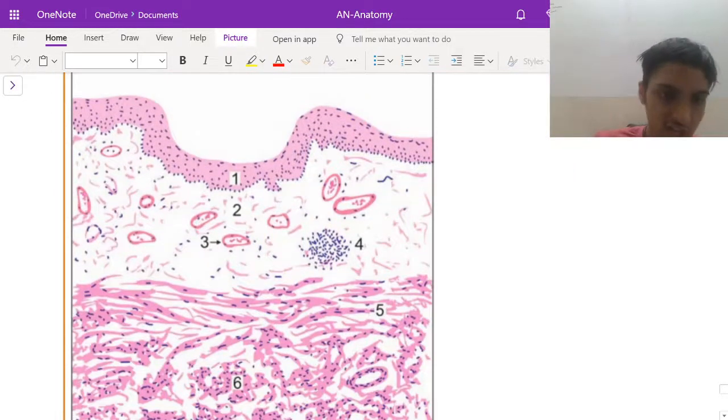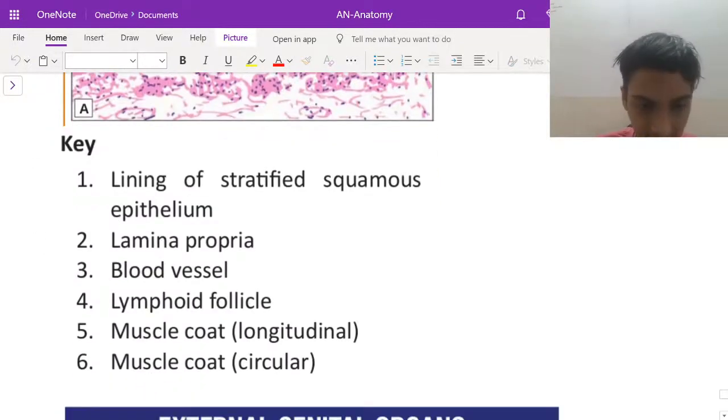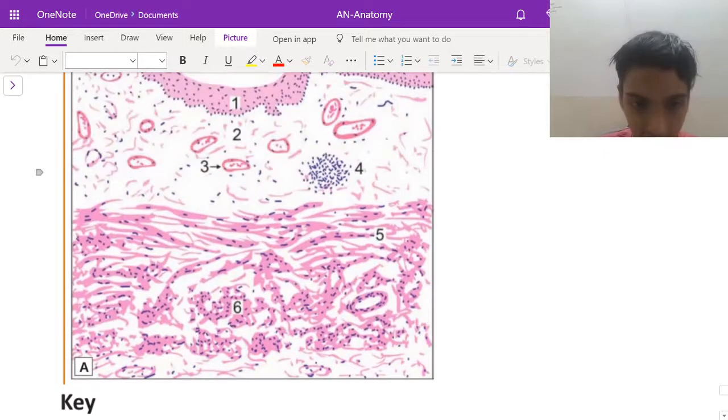This is the histology of vagina. Here we can see the stratified squamous keratinized epithelium. This is the lamina propria. This is the blood vessel, the lymphoid follicle, and this 5 and 6 are the muscle layer. Muscle coat: we have the outer longitudinal and the inner circular layer.